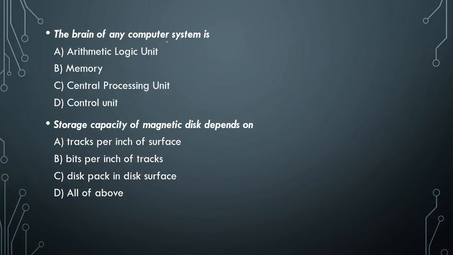The brain of any computer is just, blindly put, the central processing unit, nothing more required. ALU is a different thing. It converts machine language to some other, like converts the logical language into computer part. And the storage capacity of a magnetic disk depends on all of the above, like how much disk pack is there, how many bits per inch is there, and tracks per inch of surface is there. It depends completely on all of the options.